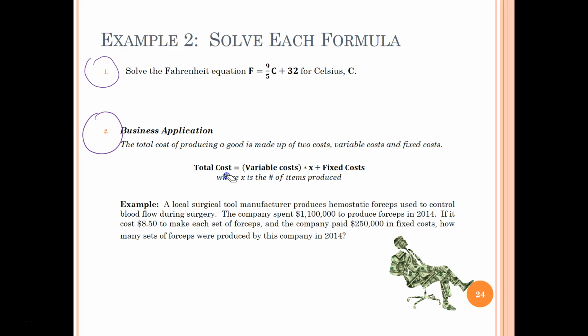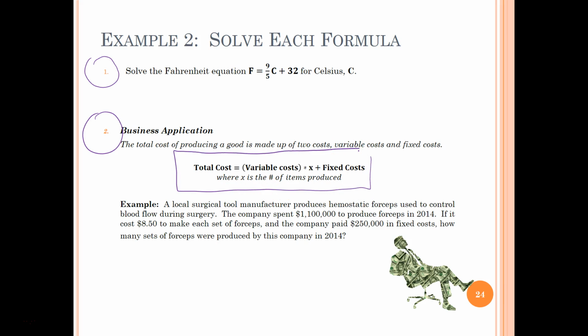Here we're going to look at it from a production standpoint. So total cost is always equal to variable cost times the number of items produced, bought, sold, whatever, plus the fixed costs. And those are the costs that don't change regardless if you make 10, 30, 50, or 1,000,000 units. So let's go for it. And let's plug in the values of this formula. The formula is already given to us.